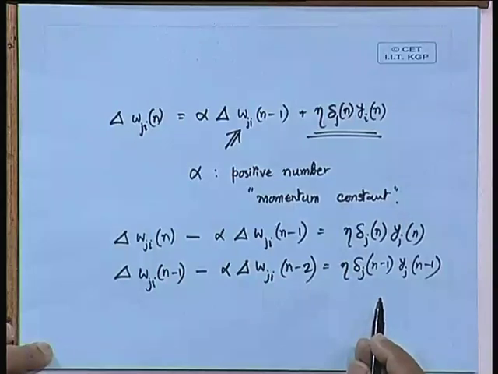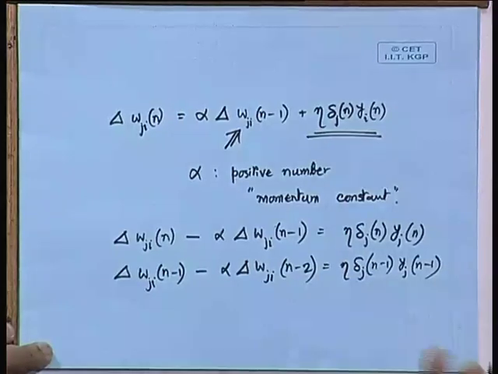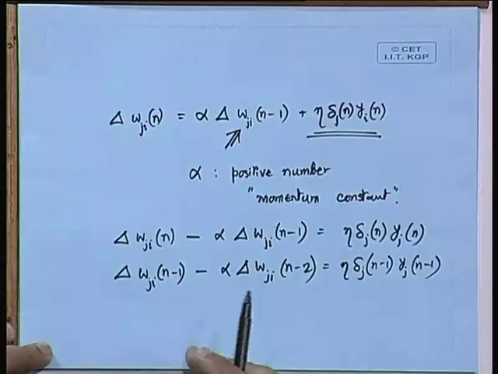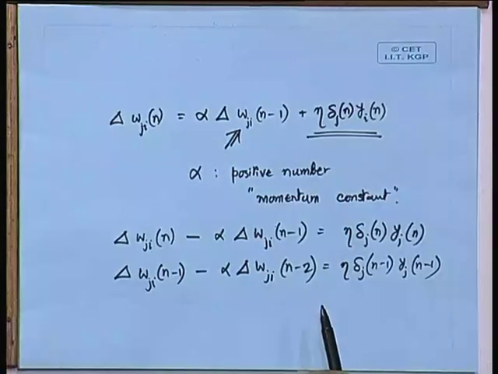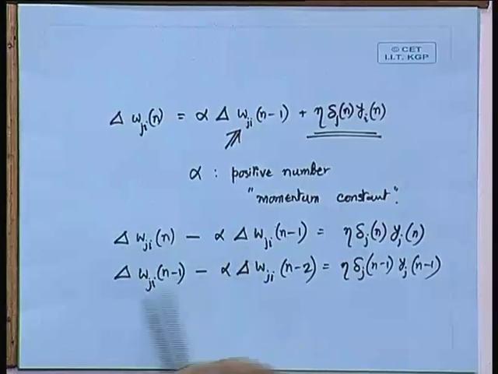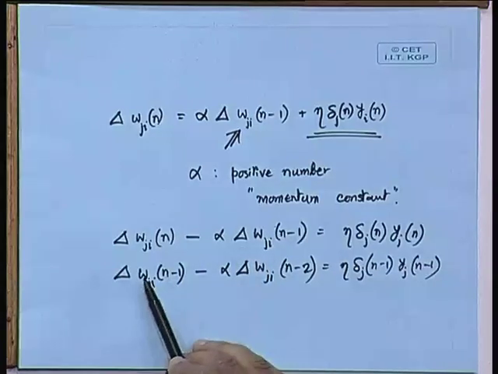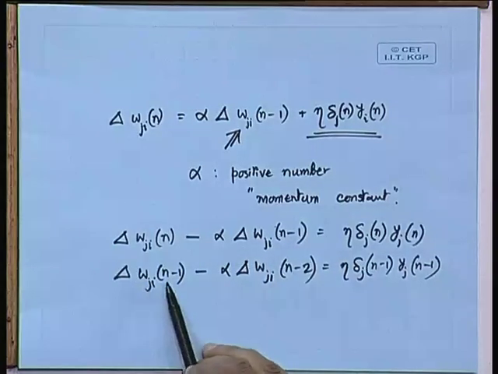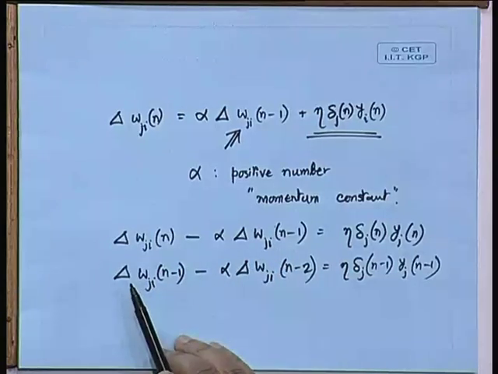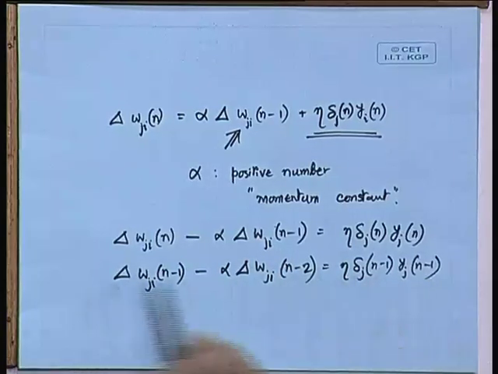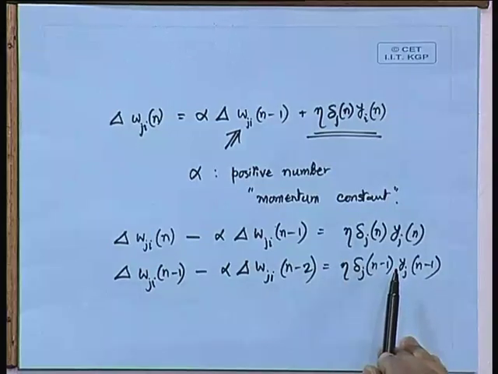Like this we can go on for n minus 2, n minus 3, and so on up to n minus n, that is WGI 0, which means the initial. We can go there, and if we have to eliminate all these intermediate terms, let us say the delta WGI n minus 1 term, simply what we have to do is multiply the second equation by alpha, is it not?